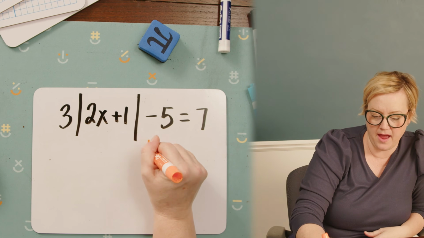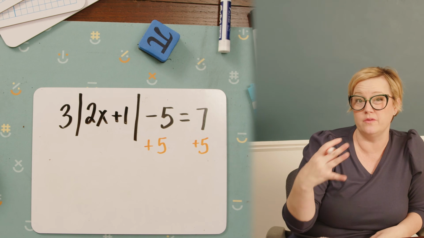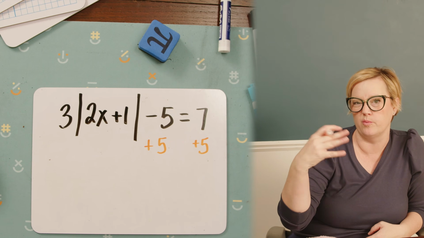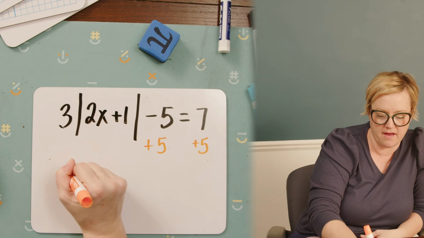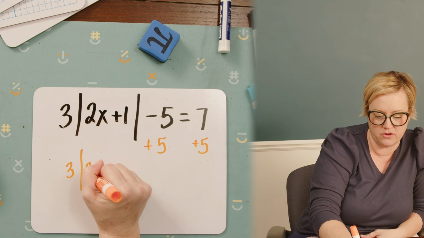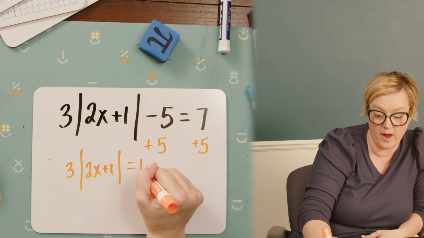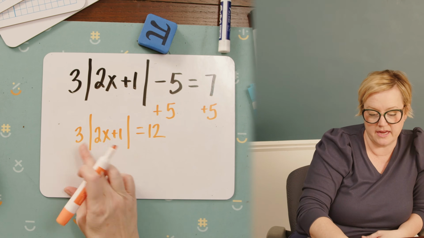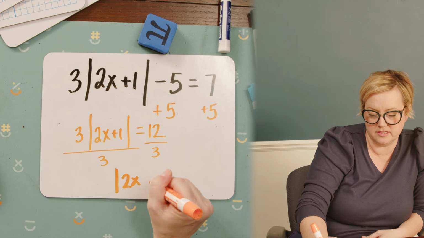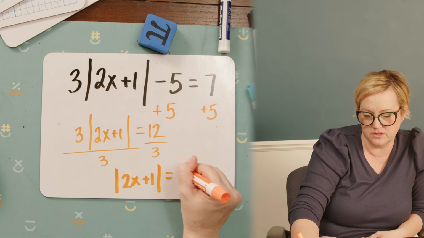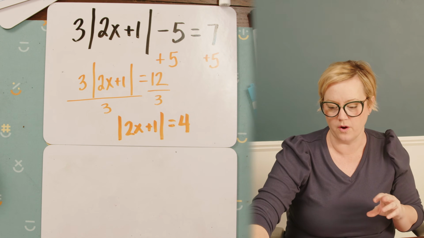So I'm going to add 5 to both sides. Since I'm solving an equation, this is where I do the inverse operation, so I go in reverse PEMDAS order, right? So I want to get that over there. Now I have 3 times the absolute value of 2x plus 1 equals 12. Then I divide both sides by 3. So then I have the absolute value of 2x plus 1 equals 4.